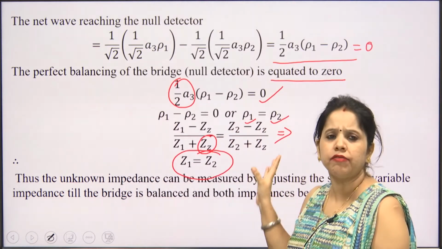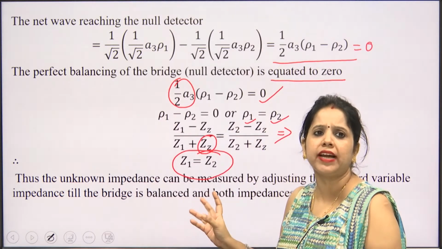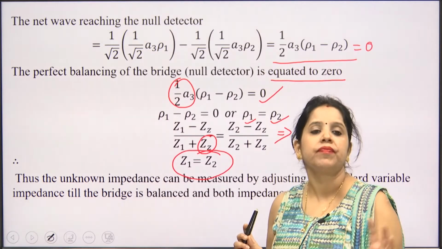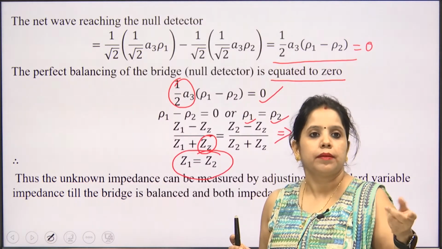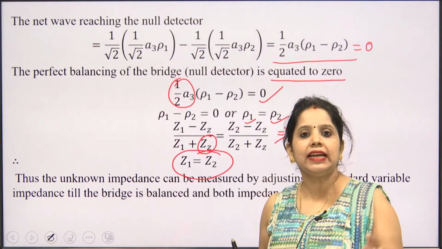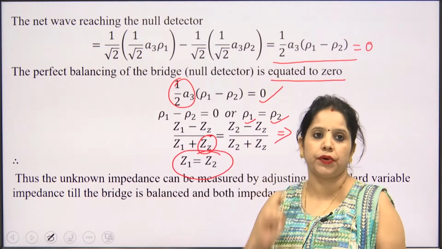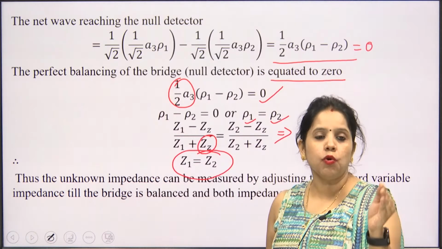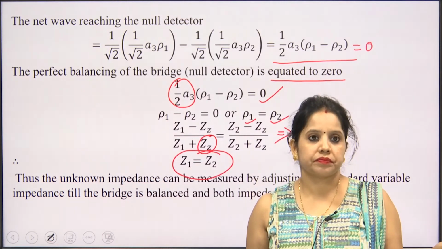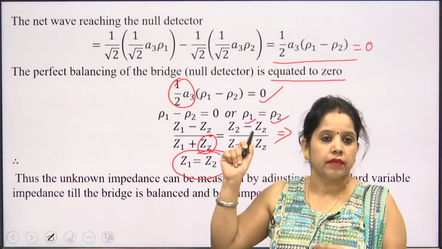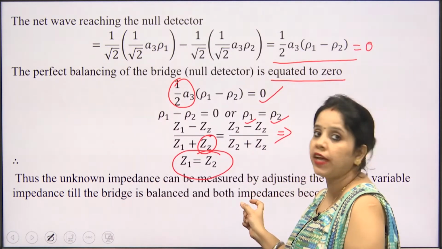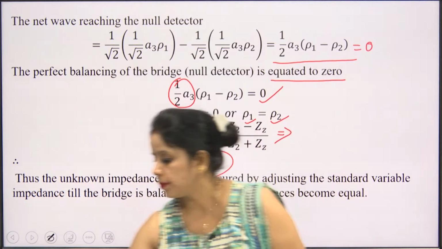So, we are not going to do this much calculation for getting the impedance. We just have to make the arrangement and keep on varying the variable impedance kept at the port 1 till the null detector shows a 0 reading. And the value of the variable impedance when the null detector is showing the 0 value is the value of the impedance of the unknown load.